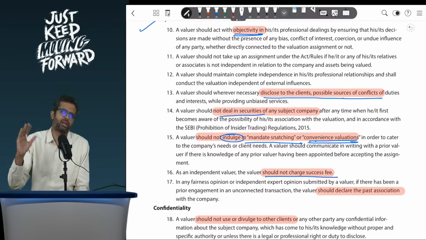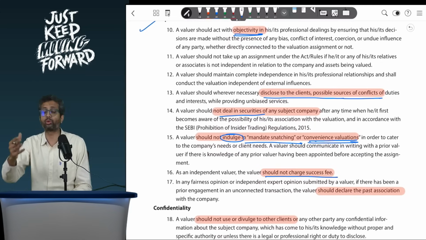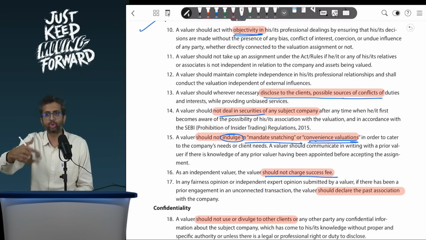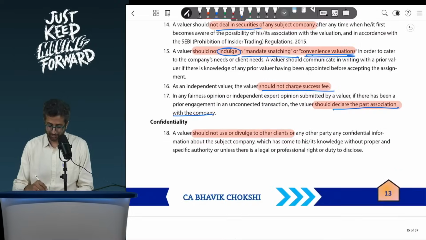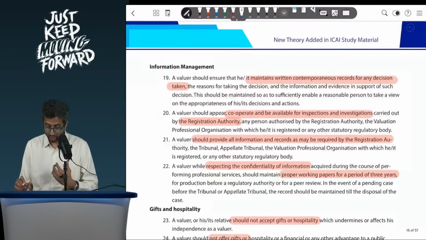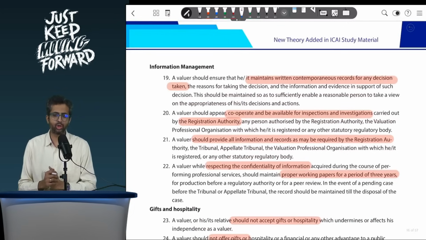It is a fair evaluation, not only if you are successful, otherwise you are not independent. You would want to give a valuation in such a way that the deal goes through. You should declare past association with the company, if any. Confidentiality: you should not divulge the information of your clients to someone else. You should keep it confidentially with you.